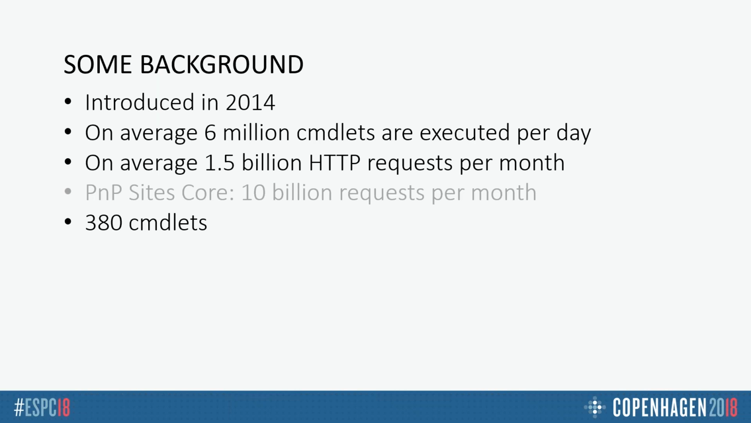To give you an idea about the total storage, that's why it's a bit lighter gray here. PnP Sites Core, the underlying library of PnP PowerShell, this number is already old, but it says here 10 billion requests per month. We're actually beyond 10 billion requests per month, which is a ridiculous number.